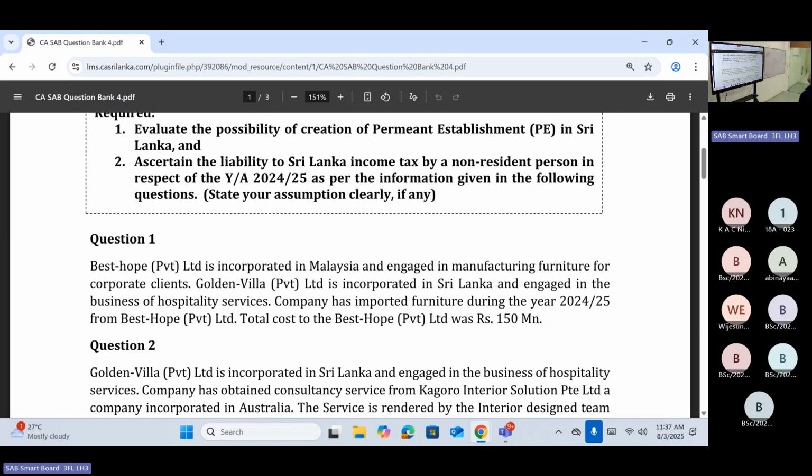Okay, so therefore, another thing is we are not mentioning what the income category is, but there is a hint. They manufacture and sell furniture. So that is their business, so we tax their business income. There should be a fixed business location in Sri Lanka. Here, there is no fixed business location in Sri Lanka.